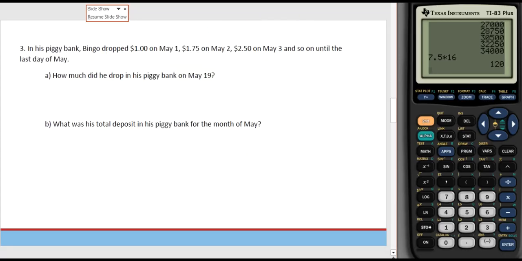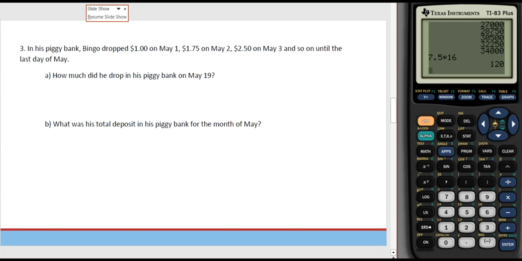So in a piggy bank, Bingo dropped $1 on May 1st, $1.75 on May 2nd, $2.50 on May 3rd, and so on. So each day he is dropping a new amount. That's not the total sum, but the amount he's putting in his piggy bank each day. He does that for the duration of May. So we have a couple of things here.